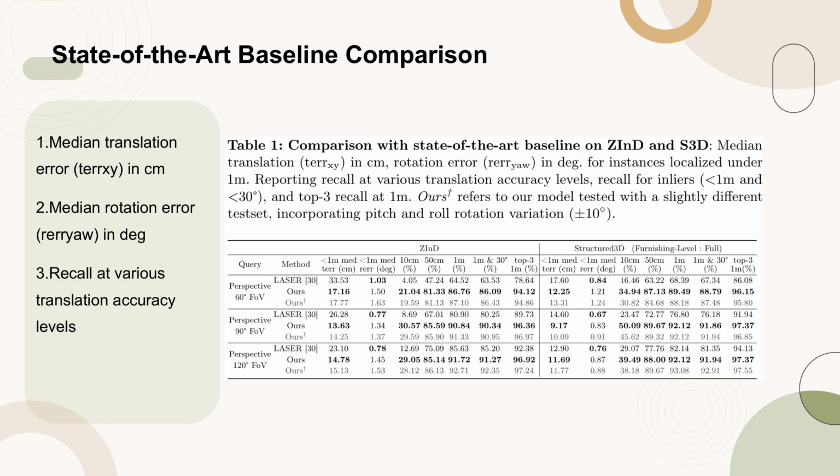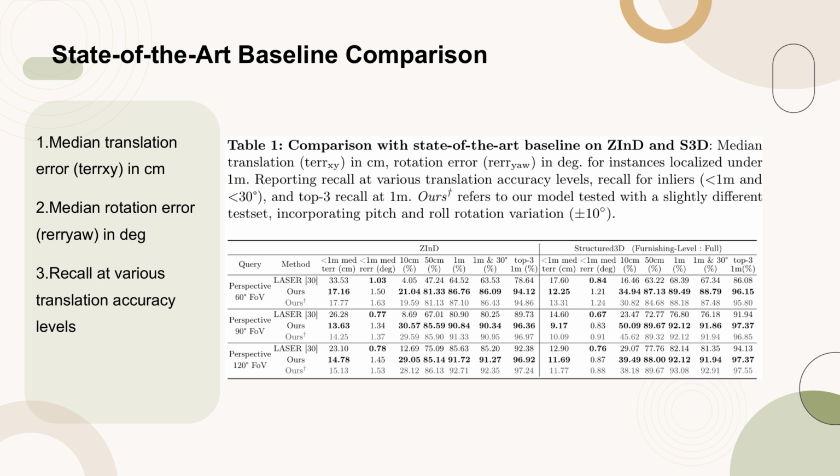Table 1 presents a detailed comparison of our method with the state-of-the-art baseline on the Z&D and S3D datasets. The table highlights the median translation error, TERC, in centimeters and the median rotation error, radial, in degrees for instances localized within 1 meter. Additionally, it reports recall metrics at various translation accuracy levels, including recall for instances localized within 1 meter and 30 degrees, and top 3 recall at 1 meter.